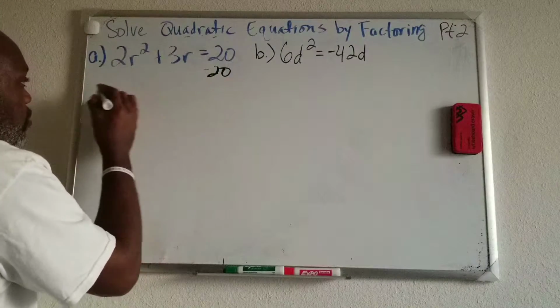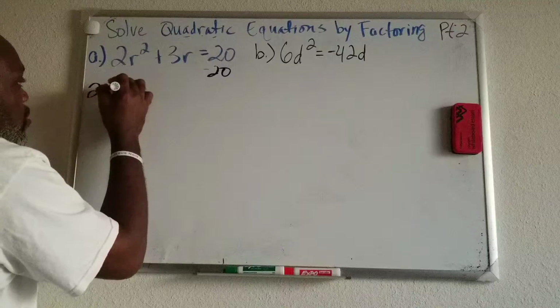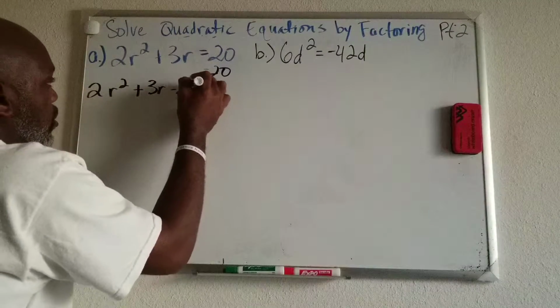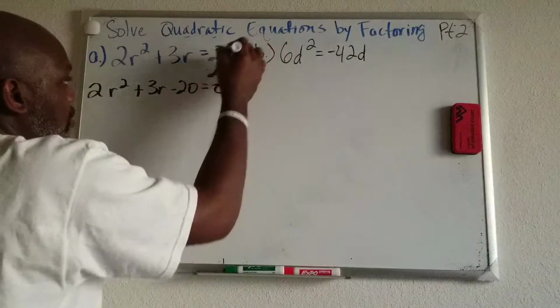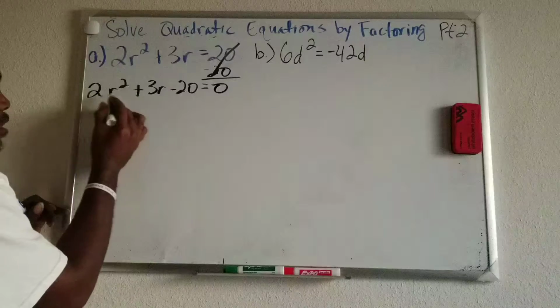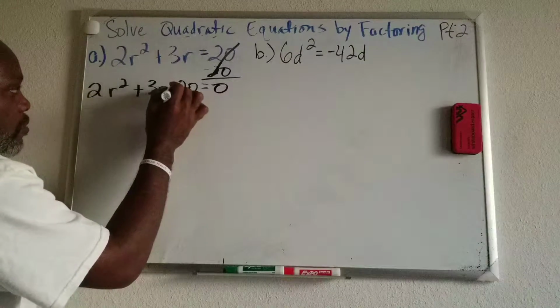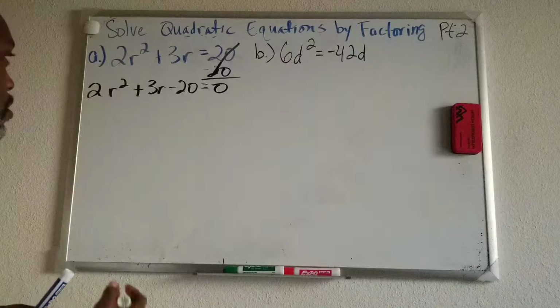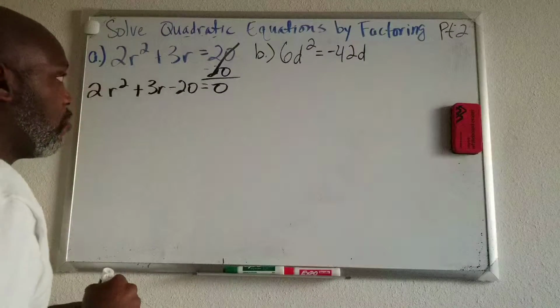Right. And so I don't have enough space, so I'm going to rewrite it as 2r squared plus 3r minus 20, right? It ends up equaling 0, right? So now we're going to break this down even further, okay? Because this is a trinomial. Previously, we worked on an expression. Now we're going to be working on it as an equation.